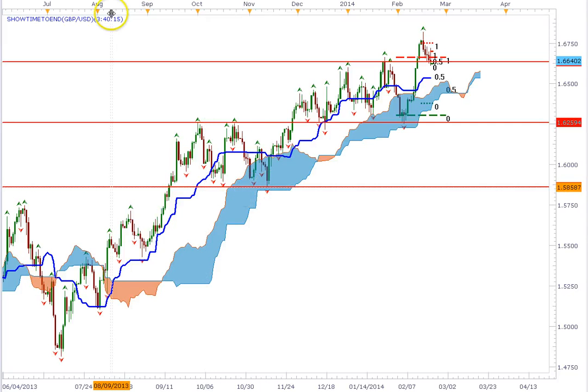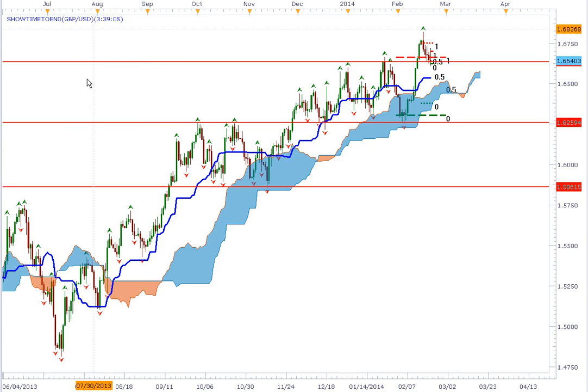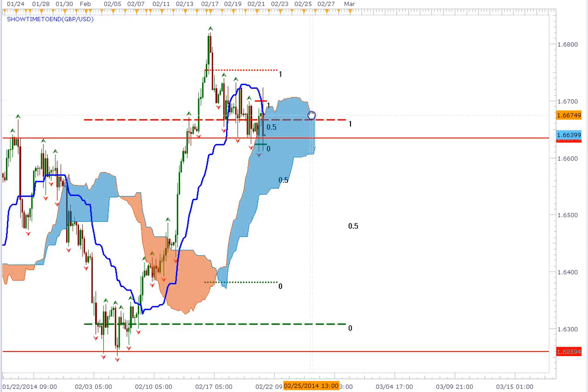Okay, so this is the daily time frame. Let's go to the 4 hour time frame. All right, so 4 hour time frame is bullish just as the daily was.